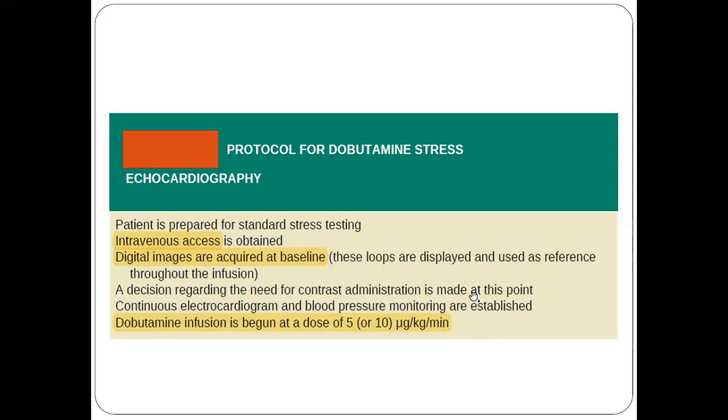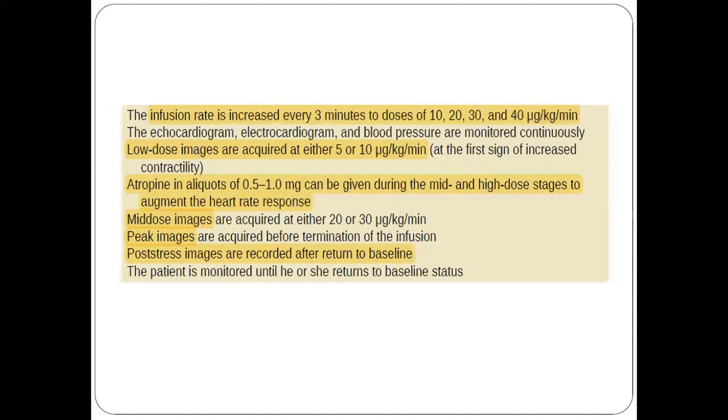For Dobutamine stress echo, the patient is prepared for standard stress testing. Intravenous access is obtained and you take digital images, so you take baseline images. Then Dobutamine infusion is started at a dose of 5 micrograms per kg per minute. Dobutamine is an inotropic agent, so if any tissue is viable, the contraction of that part will increase.